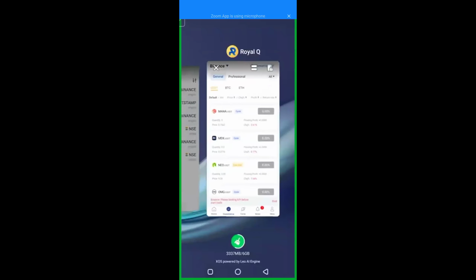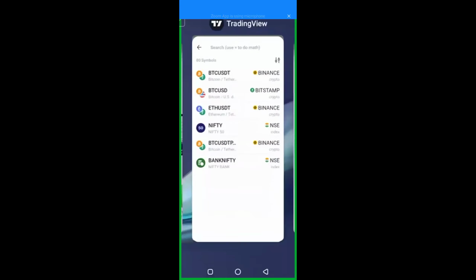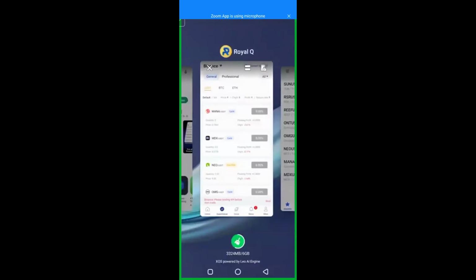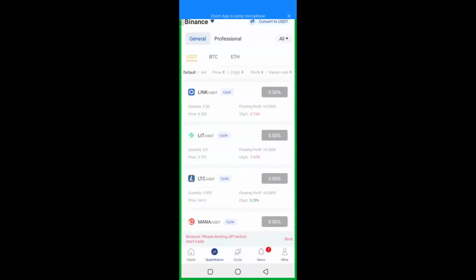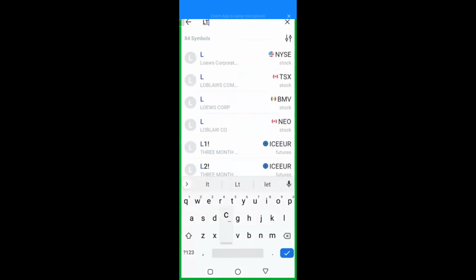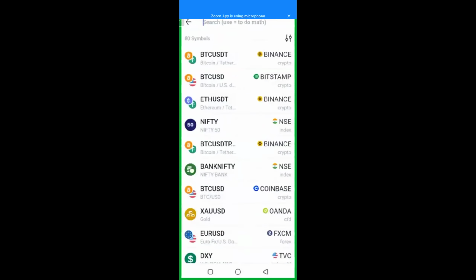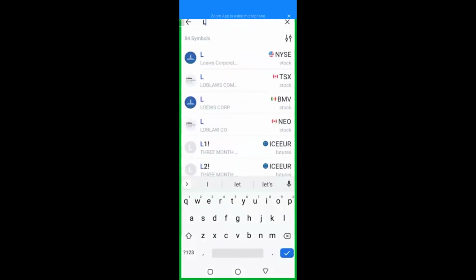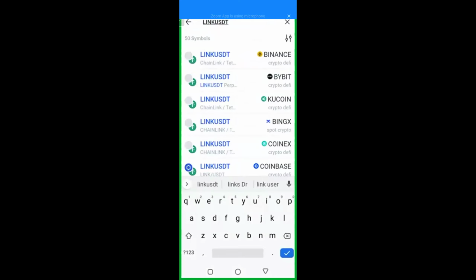MDX. I missed this one. MDX USDT. So make sure you're getting all your watch list very, very clear. All right. Now we have LTC, Lit, and Link. So we come here. We write LTC USDT. I hope you see. Then we have Lit USDT. Then we have Link USDT.